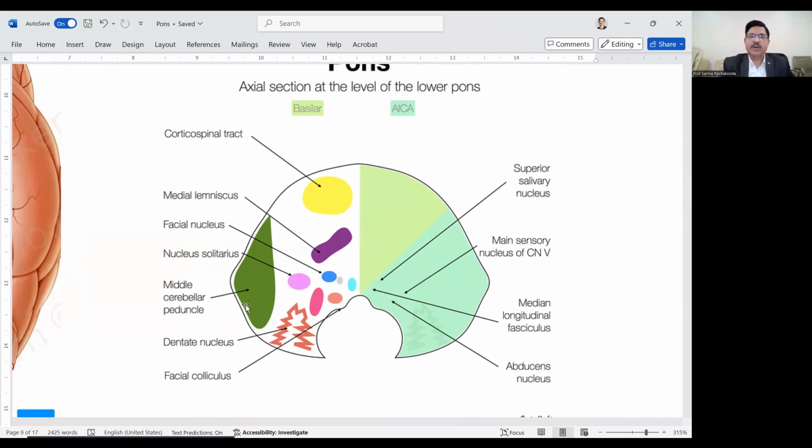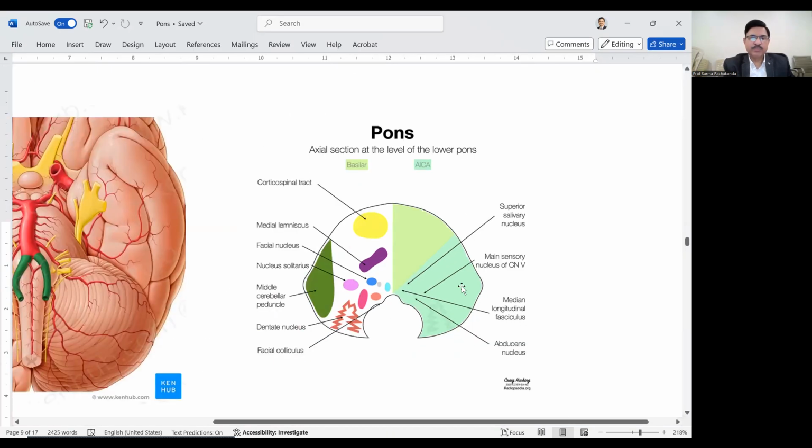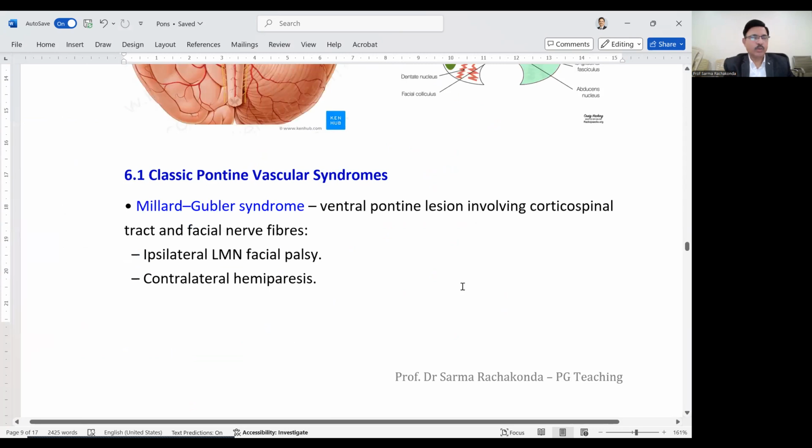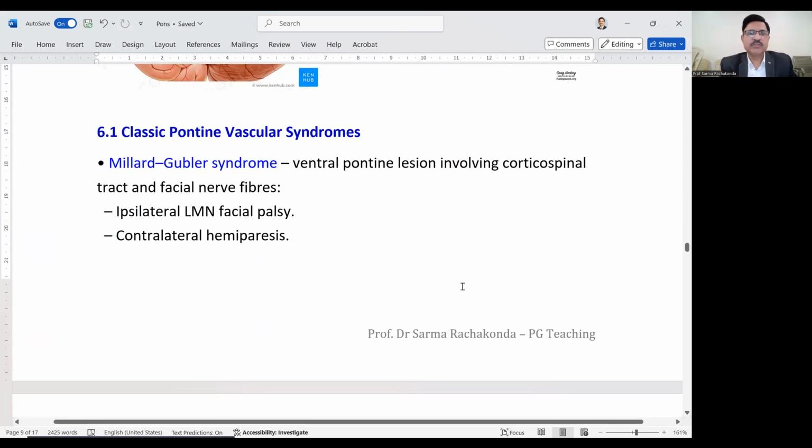Basilar artery syndromes produce defects in this part, which is the corticospinal tract. In the anterior inferior cerebellar artery, the dorsal part of the pons is affected, so sensory and cranial nerve nuclei are affected. Very easy. Basilar syndromes will produce motor defects. AICA syndromes produce sensory defects and cranial nerve defects. You can easily find out from this diagram which particular area. Classical pontine vascular syndromes. What is the type? We'll go through these things one by one.